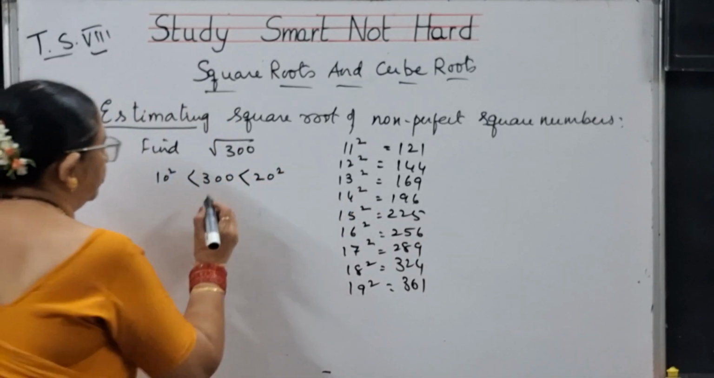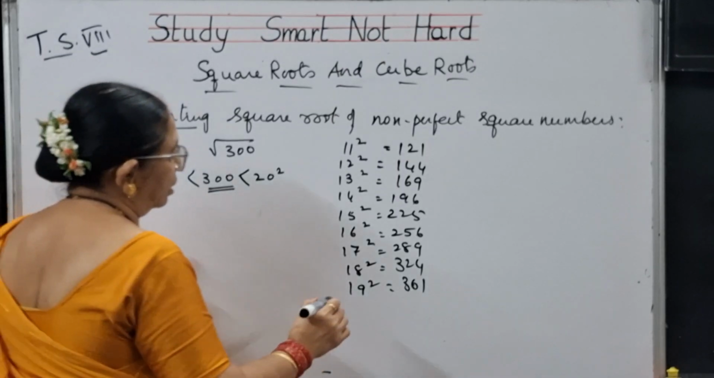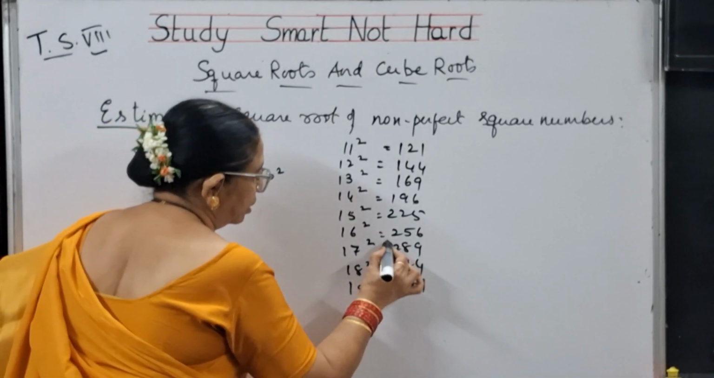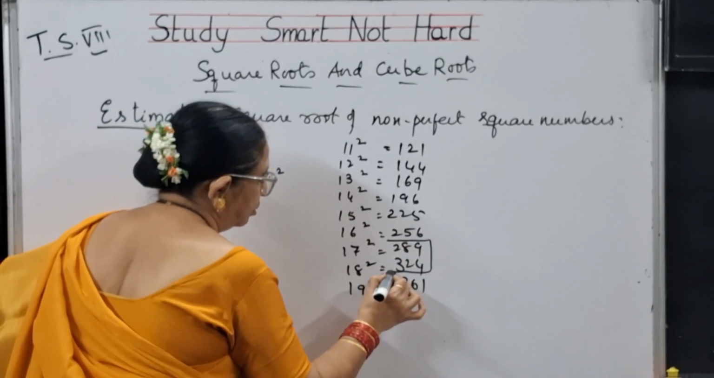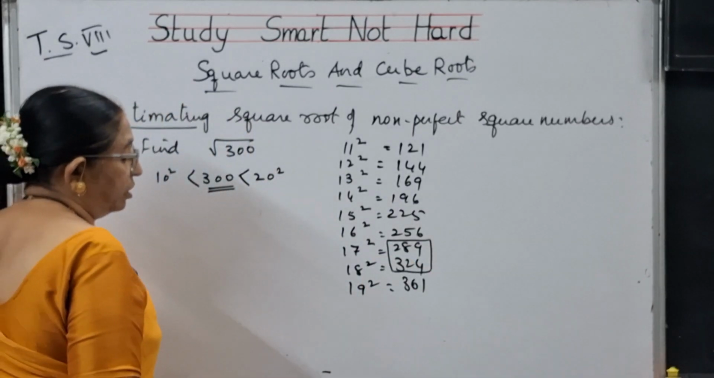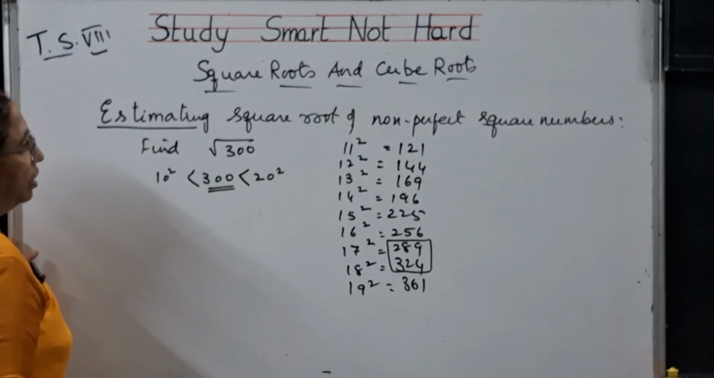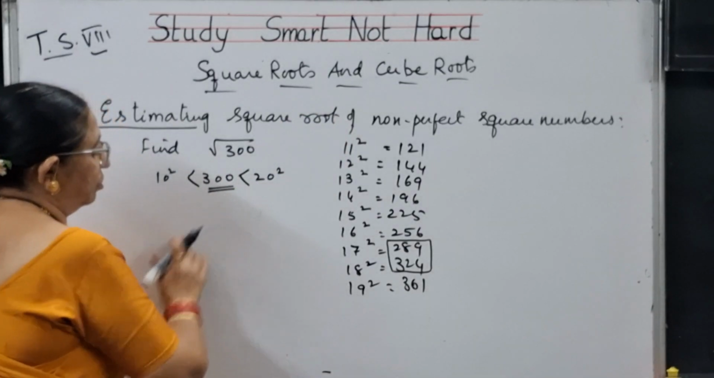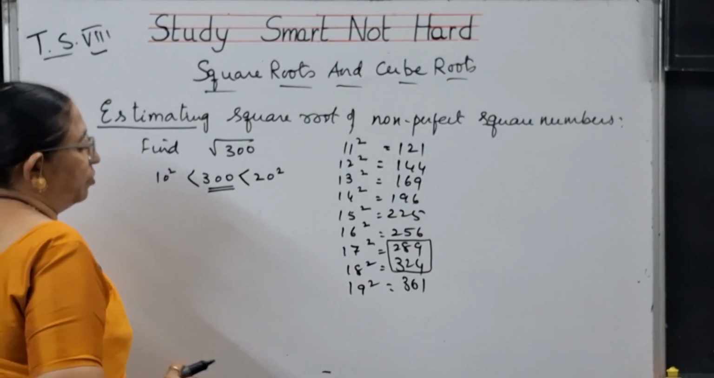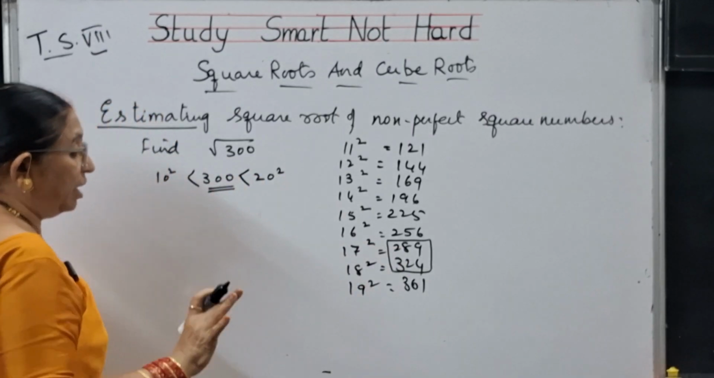Now what is the number we are talking about? 300. Where does the 300 come? The first value you take will be between these two, 289 and 324. What is the nearest one you have to find out? What is the nearest value? Nearest value means the difference of 300 with this number should be the lesser value.